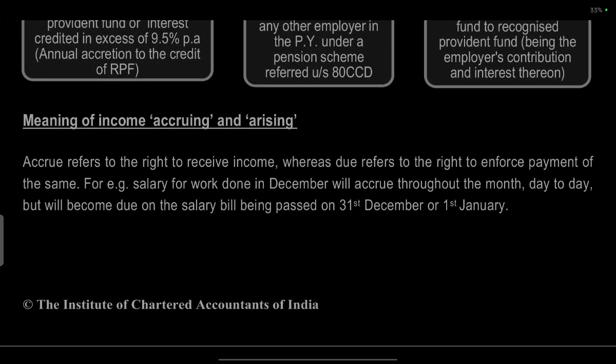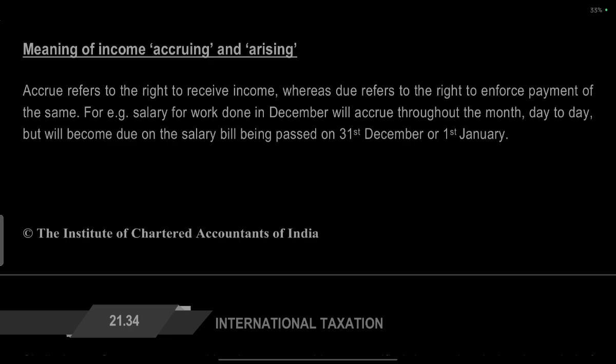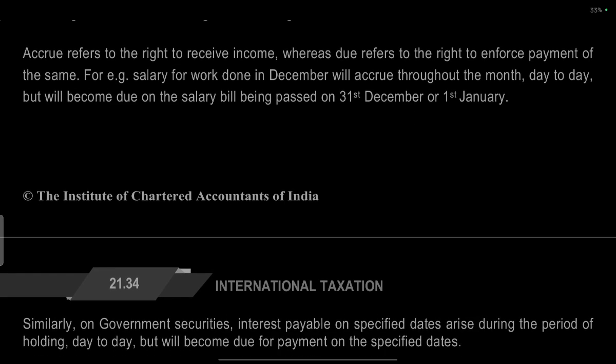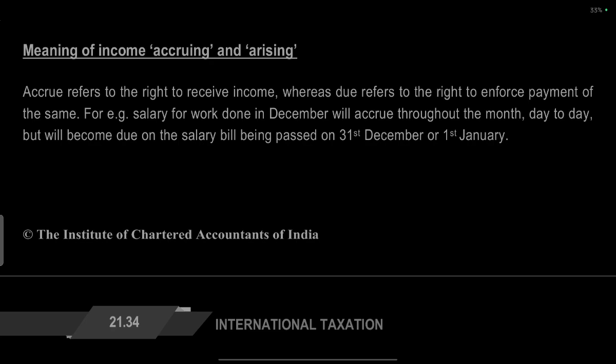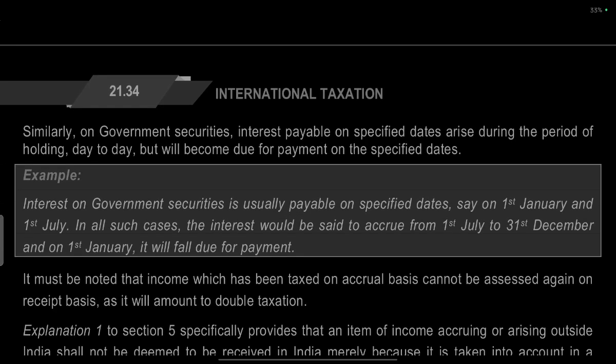Now, the meaning of income accruing and arising. Accruing refers to the right to receive income, whereas arising refers to the right to enforce payment of the same. For example, salary for work done in December accrues through the month, day to day, but it becomes due on the salary due date, such as 30th December. Similarly, on government securities, the interest payable on specific dates accrues during the period of holding, day to day, but it becomes due for payment on specific dates.